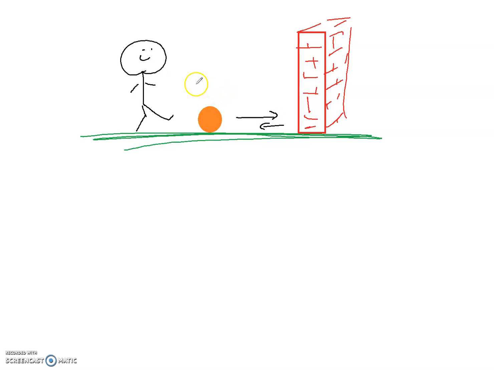Alright, so let's say we have a 0.80 kilogram ball, and it goes towards the wall at, let's go with 10 meters per second, and then bounces back at 4 meters per second. And I want to know the impulse of the ball when it hits the wall. Okay, well, let's just start by finding momentum.